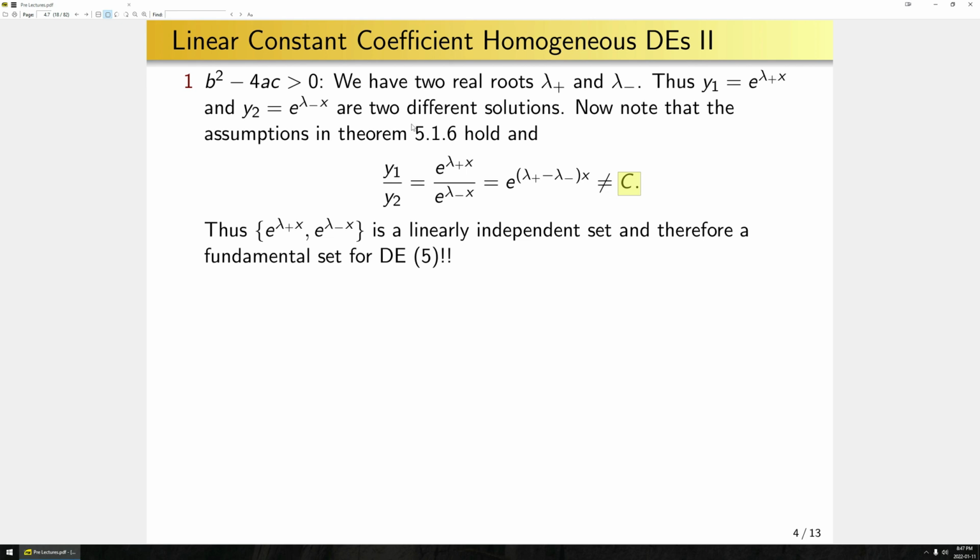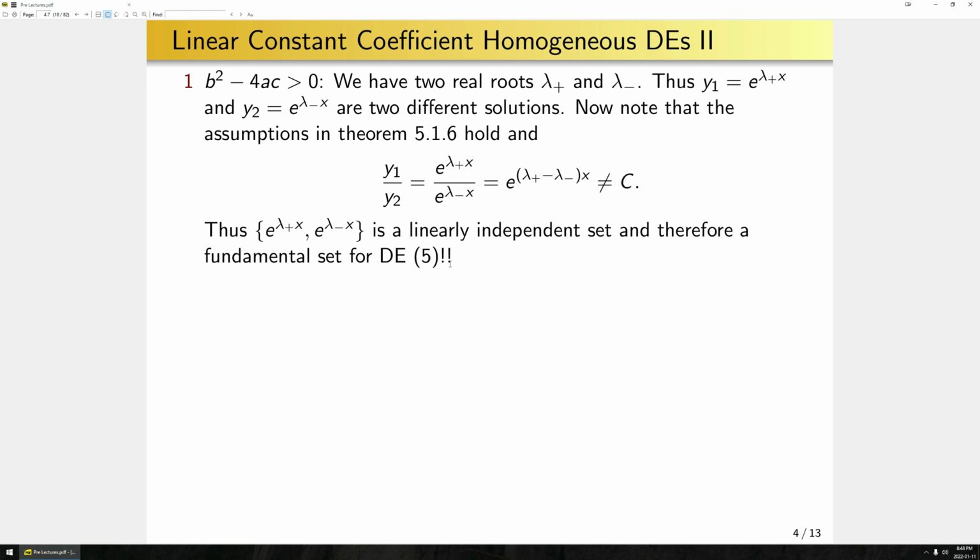Therefore, from theorem 5.1.6, we can conclude that this is a fundamental set for the differential equation that we started solving. Here, 5 is referring to the original equation from the last lecture. I will change it to 1 to fix that. From here, the general solution would just be an arbitrary linear combination of these two linearly independent functions. Okay, so that case is done.